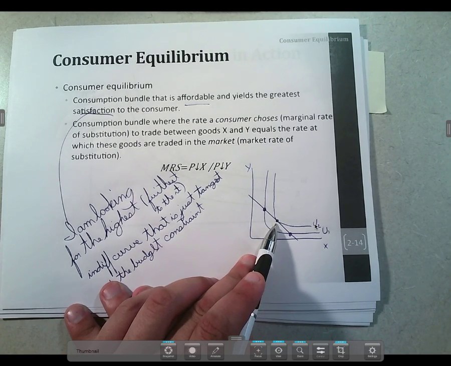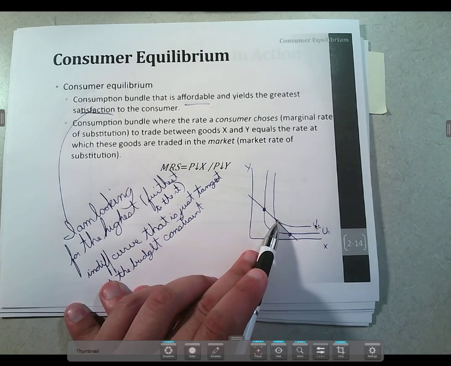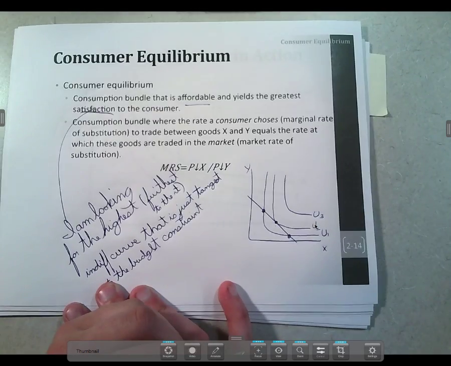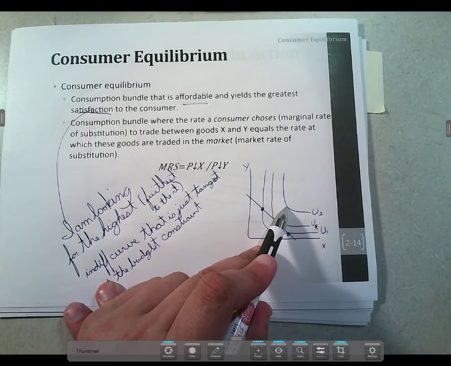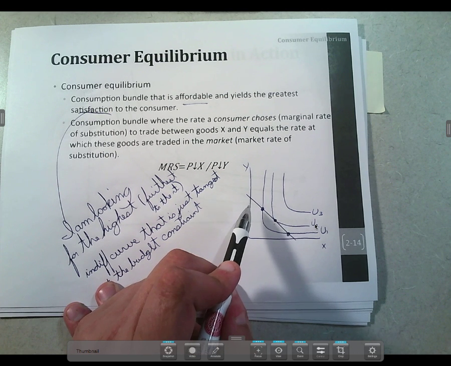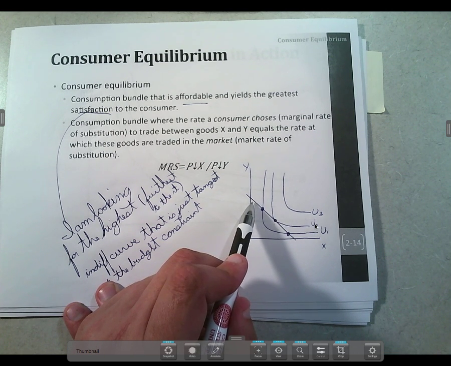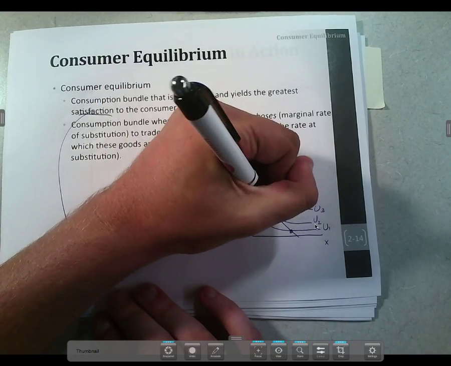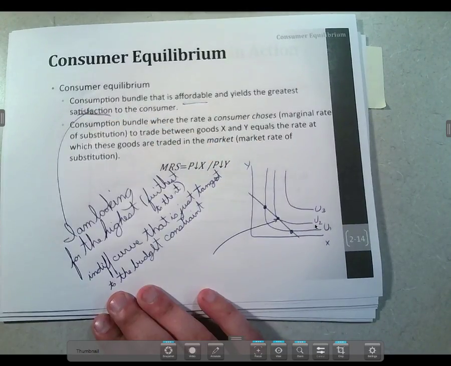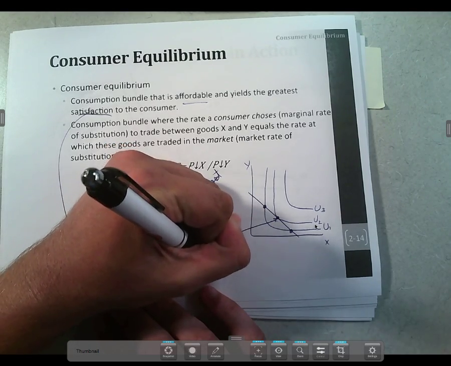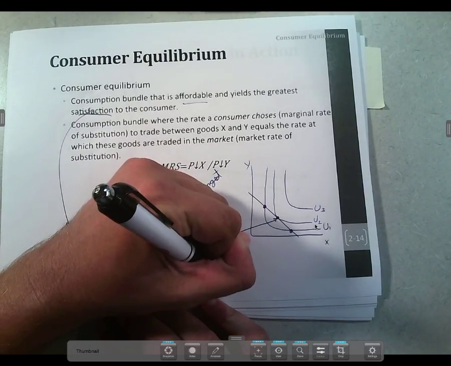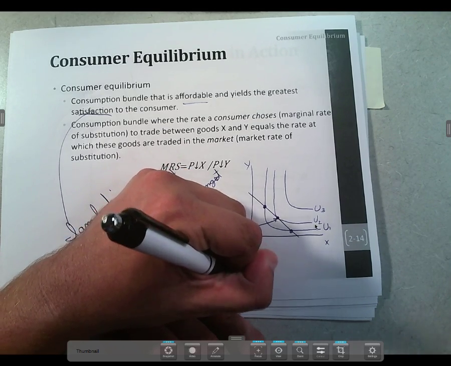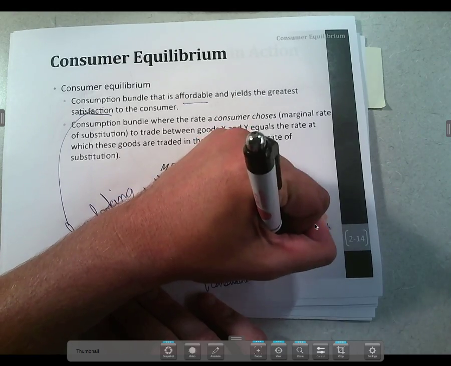By saying it's tangent, again, we're saying they have the same slope. And it's a higher indifference curve. Why can't it be U3, which is even a higher indifference curve? So that would mean this is more preferred? Well, the reason is because it's not affordable. So what we see at this point where it's just tangent is then that the slope of the budget constraint is equal to the slope of the indifference curve.